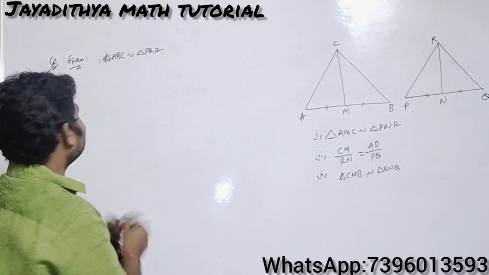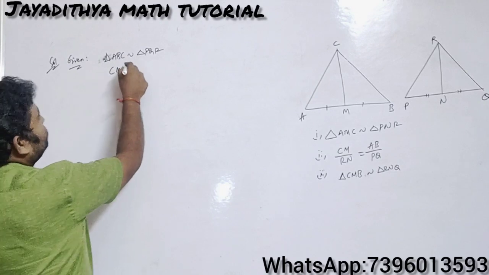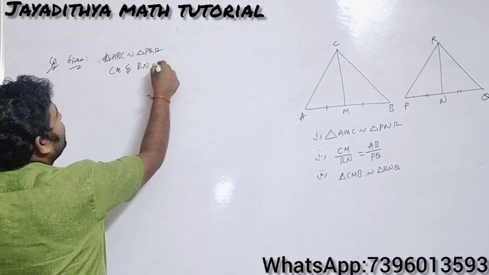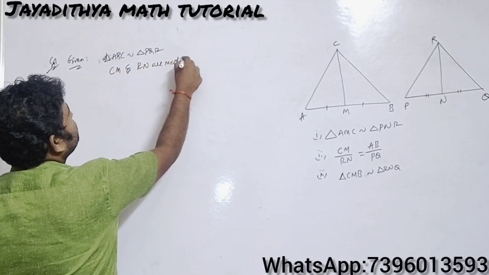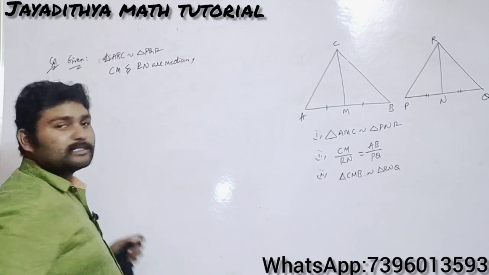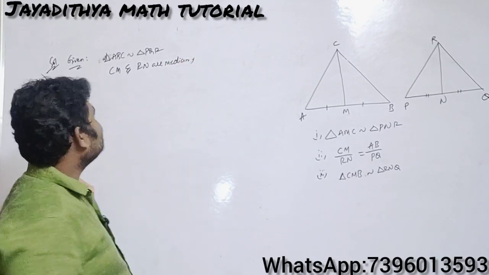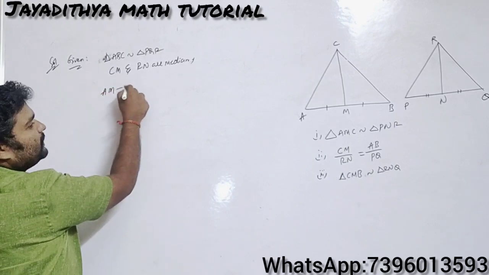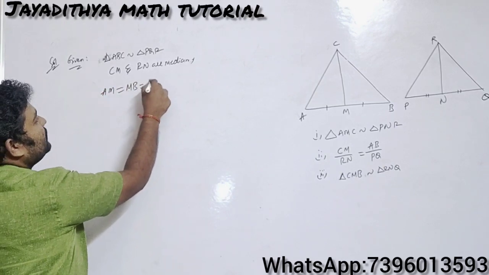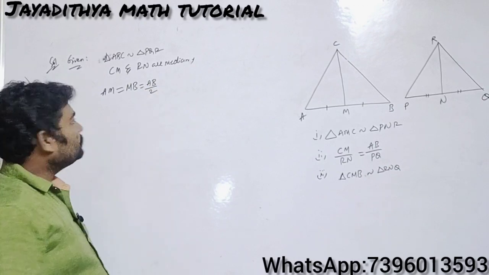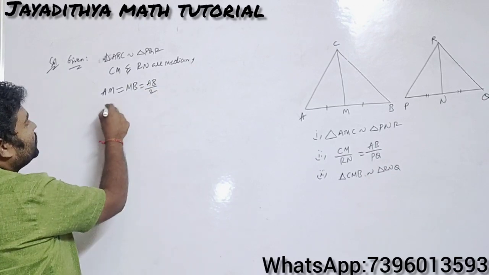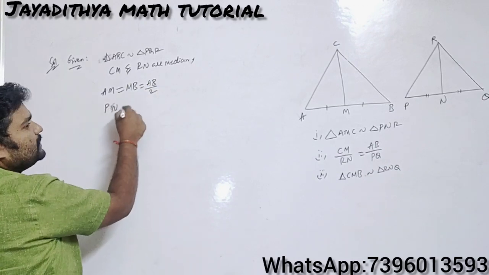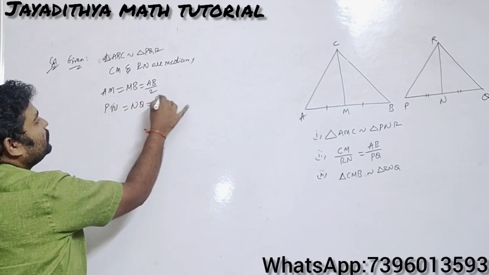And what is the other condition he has given? CM and RN are medians. From this statement, M will be the midpoint of AB. So you can say that AM will be equal to MB, which is equal to AB by 2. And also you can say that PN is equal to NQ, which is equal to PQ by 2.